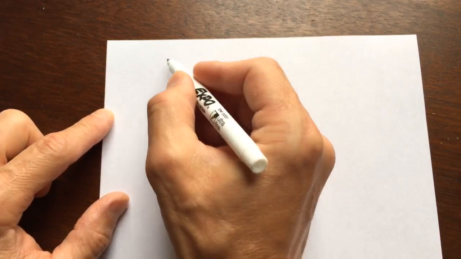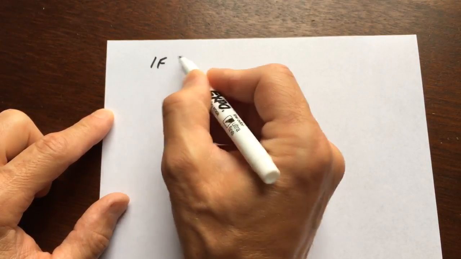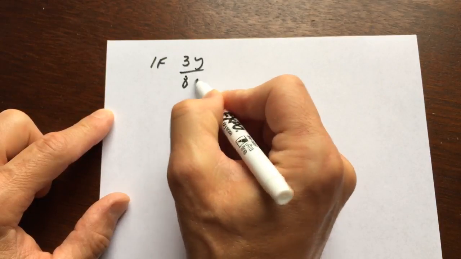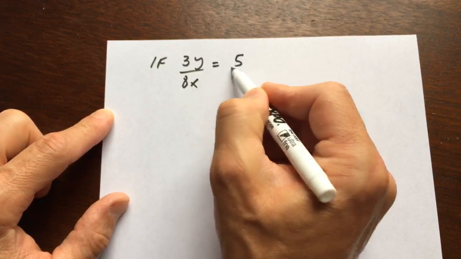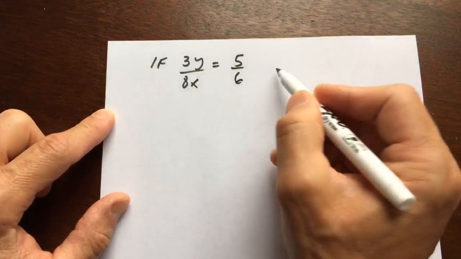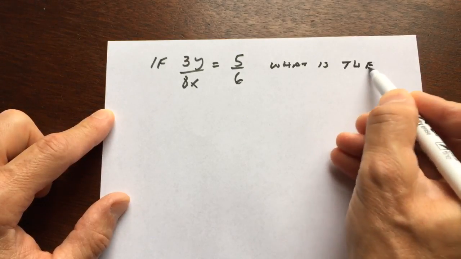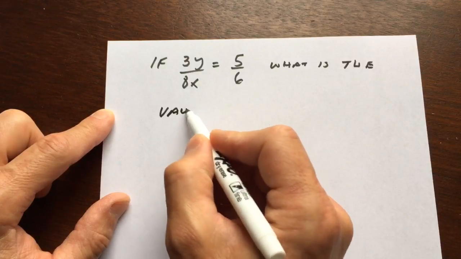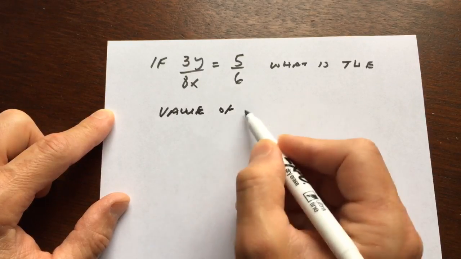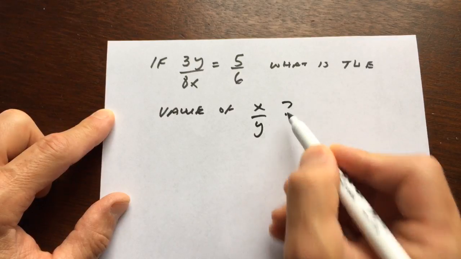So I was working with a student just recently, and we were going through some problems together, and I know these are some problems that show up on the SAT exam, so I just want to show you, see if you can solve these. Okay, I'm going to start off by writing this first one down. If 3y over 8x is equal to 5 over 6, what is the value of x divided by y?